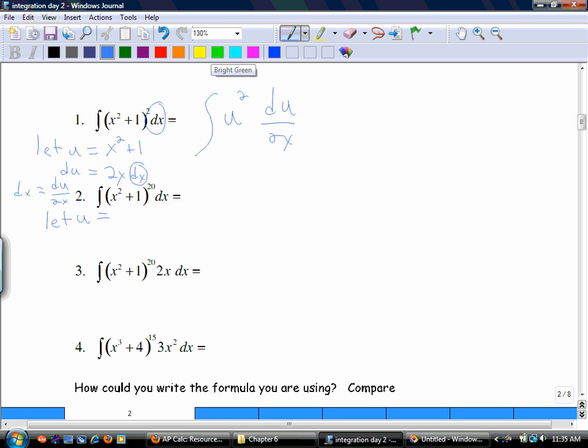Better? Better? Yes, now I have more room.